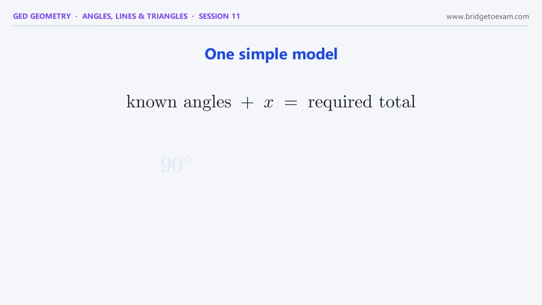Almost every angle word problem fits one simple model. You have some known angle measures plus an unknown, and together they make a required total. That total is nearly always one of three familiar numbers: 90 degrees for a right angle, 180 for a straight line or a triangle, or 360 for a full turn around a point. Figure out the total, and the unknown is just a subtraction away.